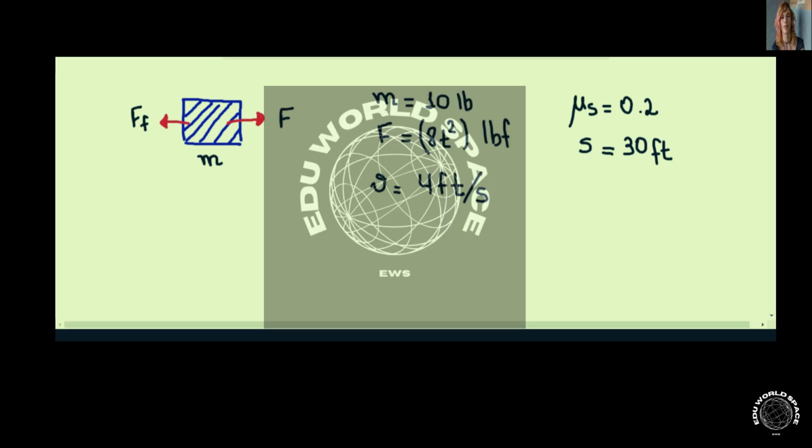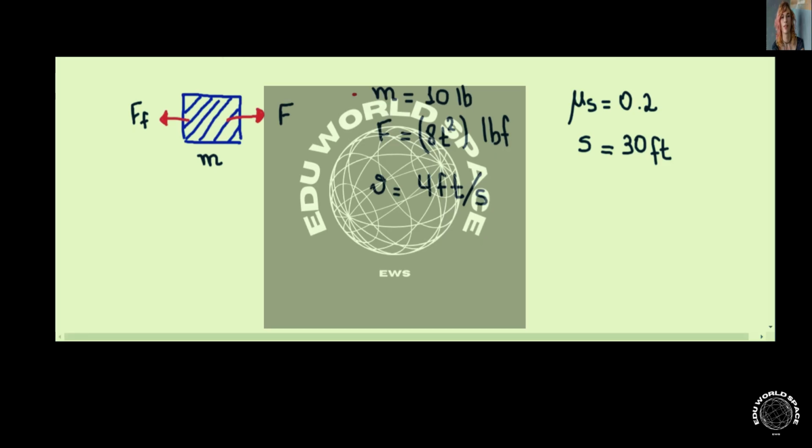In this exercise, we have a block that has a mass of 10 pounds and an initial speed of 4 feet per second. A force F is applied on the block, and the force F is equal to 8t squared pound force. Here t is the time, and the block is on a surface that has a kinetic friction coefficient of 0.2.